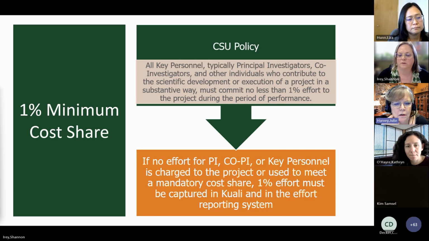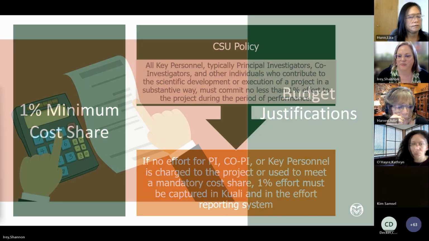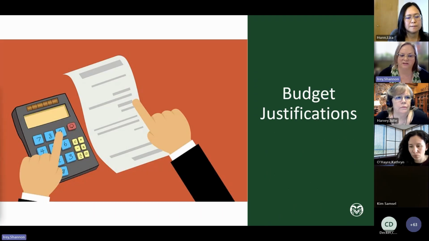And I think, don't we not like to refer to it as cost share, but just 1% minimum effort? Well, I don't know, it's considered voluntary uncommitted. Okay, that's how I understand it. Tracked, not reported. Okay, on to budget justifications.